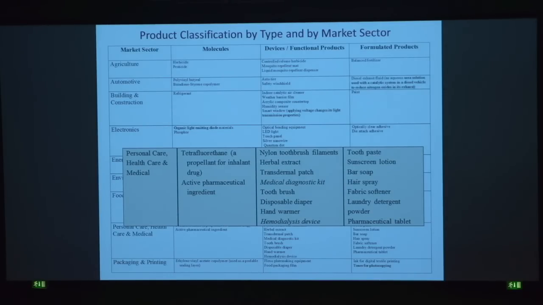For the personal care, healthcare, and medical products, we have API. For devices, we have medical diagnostic kits. I can tell you, when we look at the design of these kits, a lot of chemical engineering principles have to be used. And we have dialysis device, and the rest, transdermal patch, toothbrush, disposable diapers, they are functional products. For formulated products on the right, we have sunscreen lotion, hairspray, fabric softener, and so on.